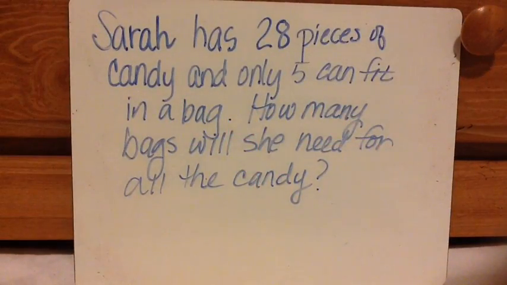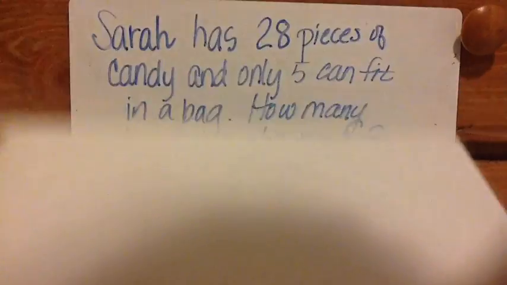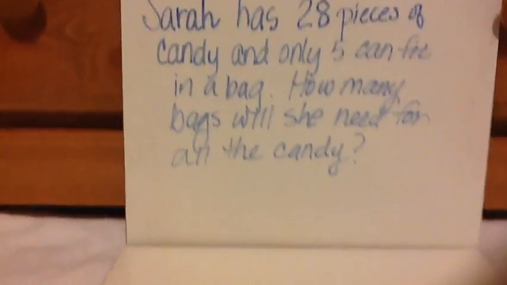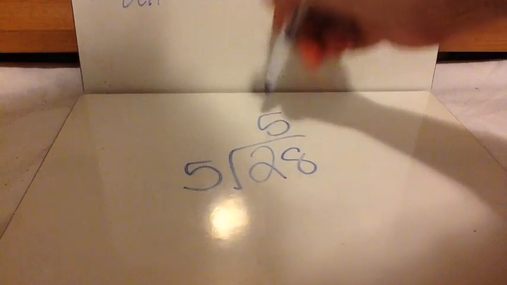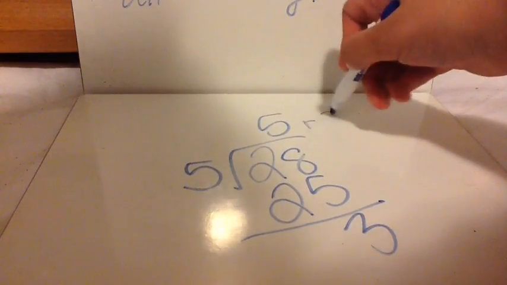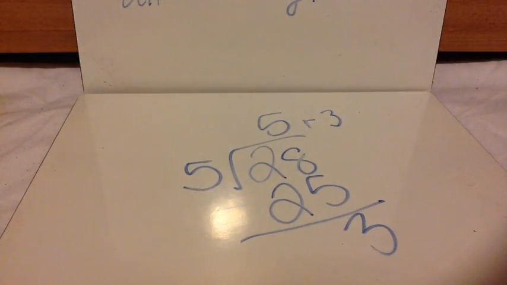Let's look at another question. Sarah has 28 pieces of candy and only 5 can fit in a bag. How many bags will she need for all the candy? If I were to just solve this like a normal division problem, I know that's division because I'm taking 28 pieces and dividing it into groups of 5, or 5 per group. So 28 divided by 5. 5 goes into 28 5 times. 5 times 5 is 25. 3 left over. So 5 remainder 3. So it's like saying I have 5 bags and then 3 candies left over.